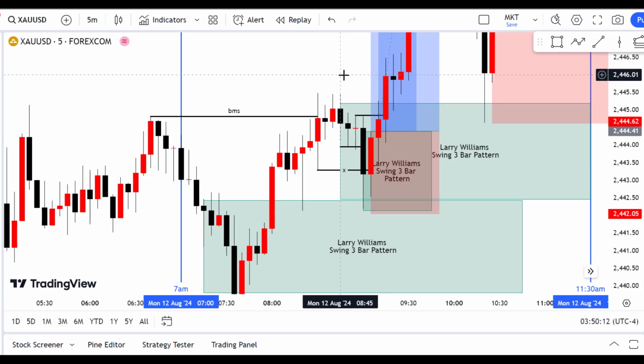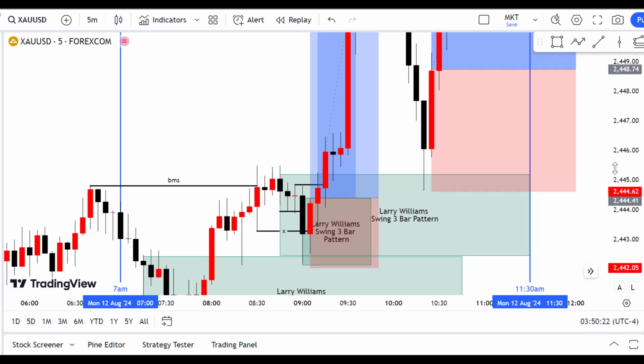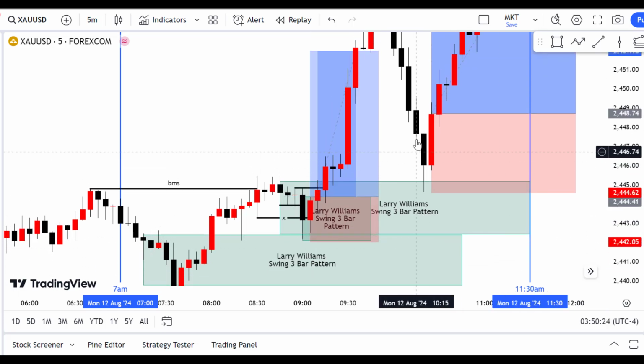However, if you notice that you don't want to take this trade, you can step aside and look for the next trade. This now comes to our example 2 on this chart.